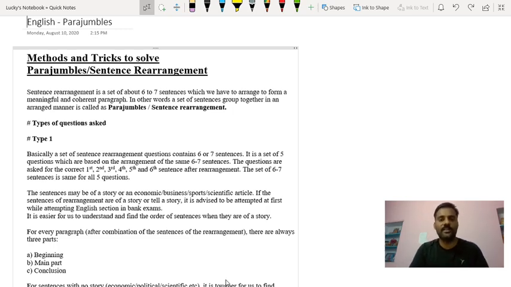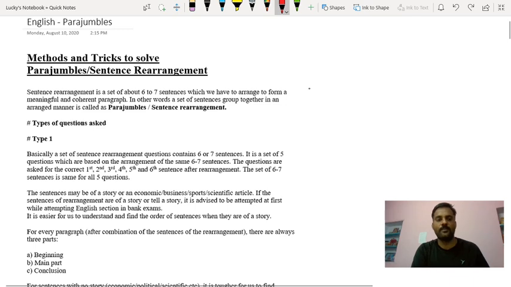These are the notes that I have made for sentence rearrangement. I'm using this one note for making this video. Before I read this out, what is written in the first line: sentence rearrangement is a set of about 6 to 7 sentences which we have to arrange to form a meaningful and coherent paragraph. That's what I told you just now, right?